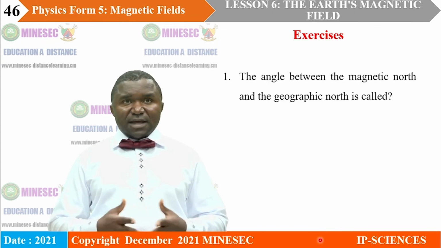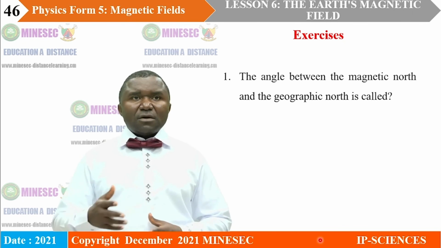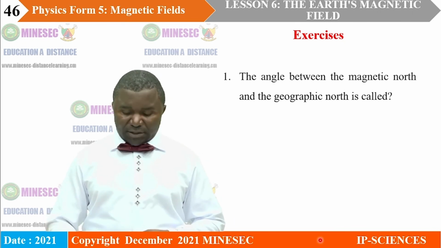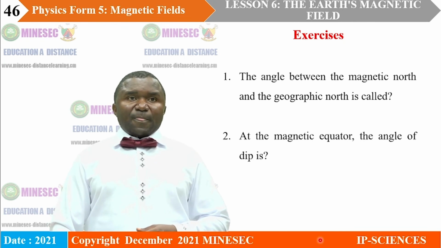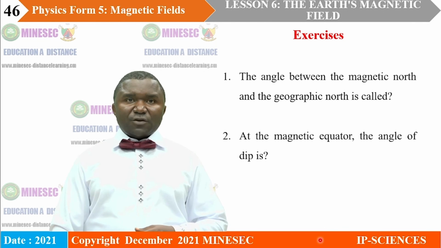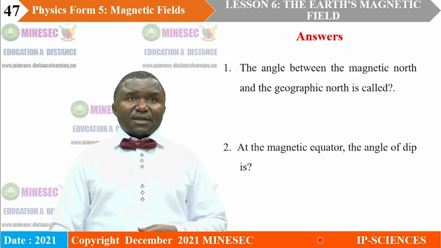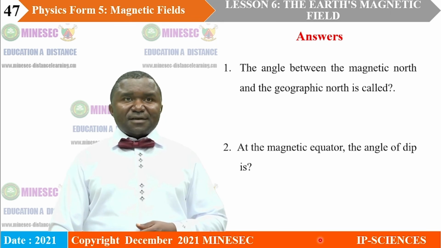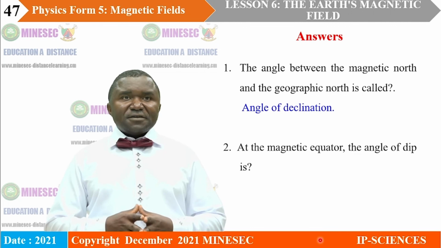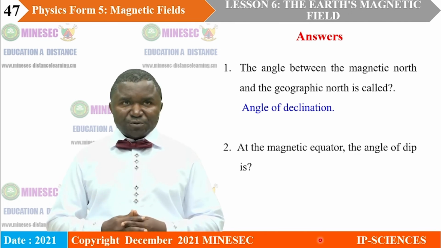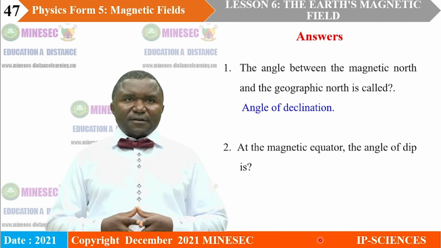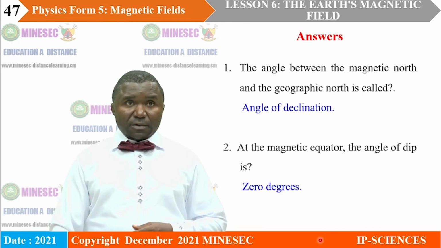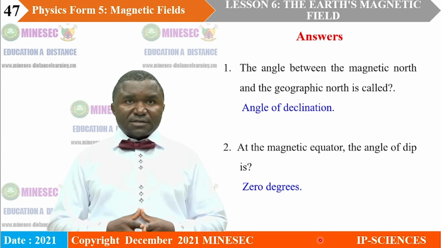Exercises. 1. The angle between the magnetic north and geographic north is called what? 2. At the magnetic equator, the angle of dip is what? Answers. The angle is the angle of declination. And the second question, the angle will be 0 degrees at the equator.